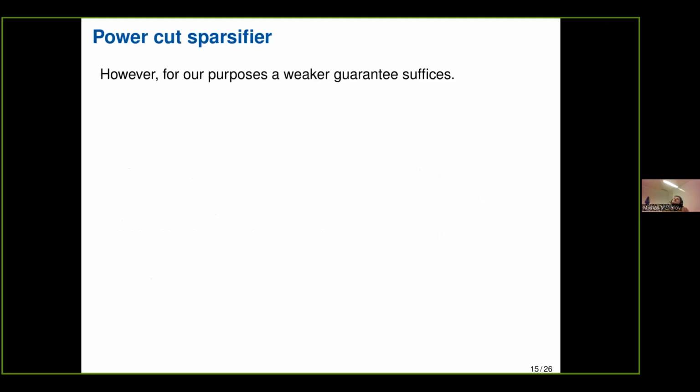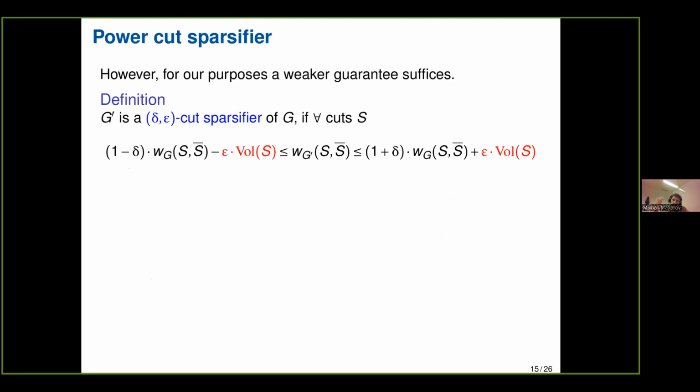However, we don't exactly need a purely multiplicative guarantee for the cut size preservation to check the sparsity. We can relax it to have an additive error also in the volume of a cut. So for example, we say that G prime is a delta epsilon cut sparsifier if it has 1 plus minus delta multiplicative error in the size of a cut itself, as well as additive error in between 1 plus minus epsilon times the volume of a cut S.